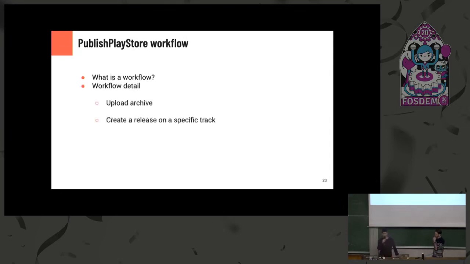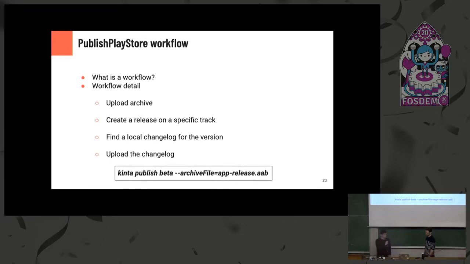Okay, let's take an example, a publish Play Store workflow. First we have to wonder what is a workflow. A workflow is a batch of simple tasks we want to achieve. For the workflow publish Play Store, for example, you have to upload an archive to the Play Store. Then you have to create a release on a specific track, find a local changelog on your machine, and then upload it to the Play Store. With Kinta, we would like to run this kind of command, kinta publish beta, with the archive file as an option, and so all these tasks will be done directly.